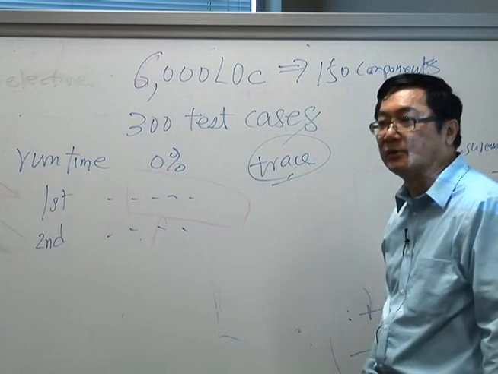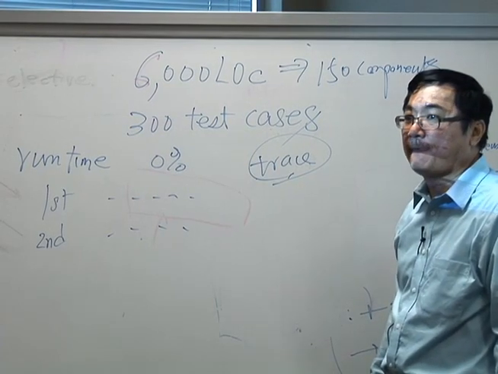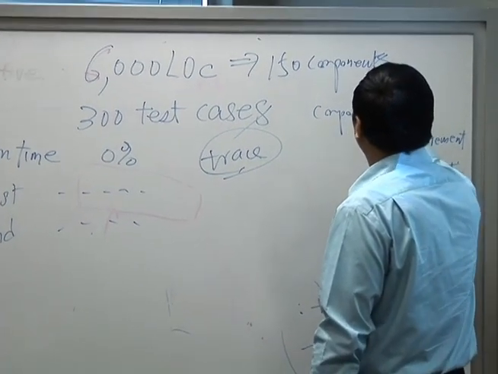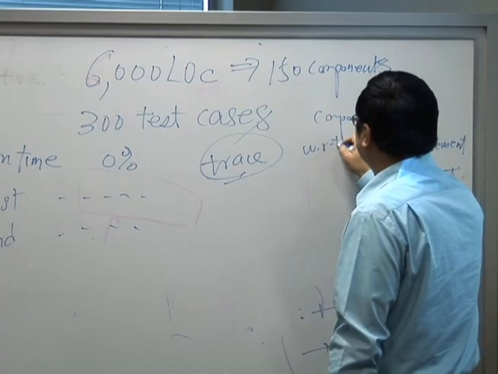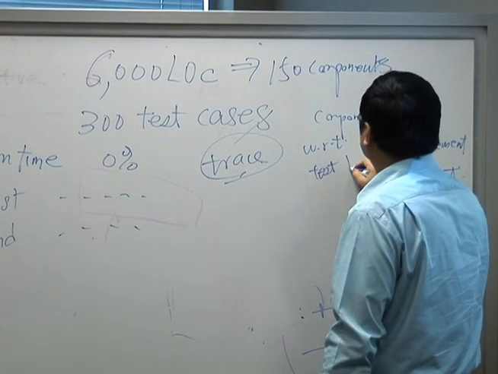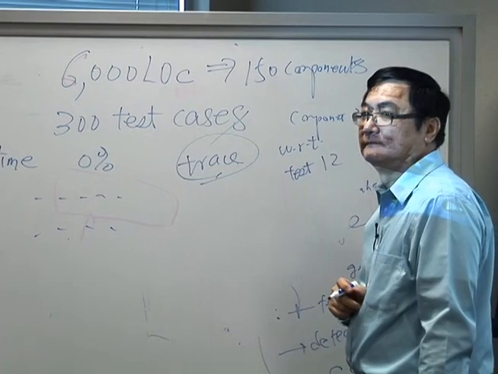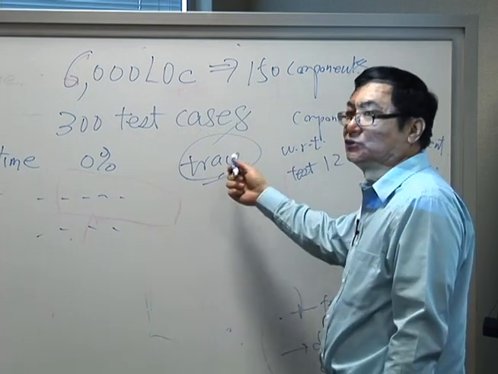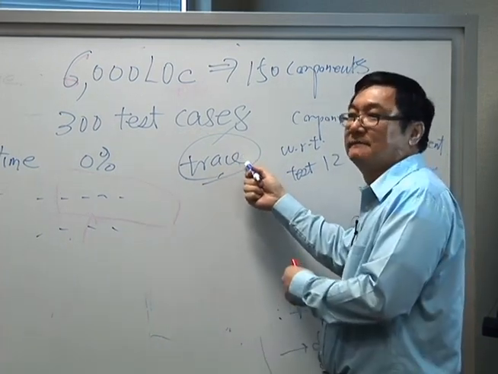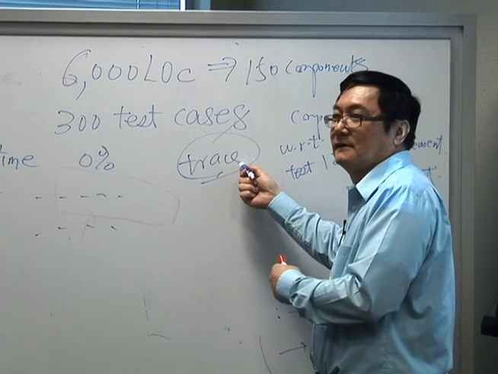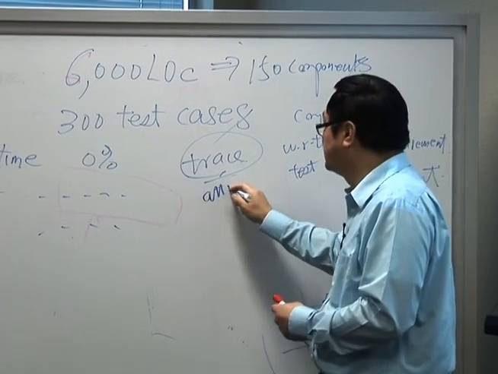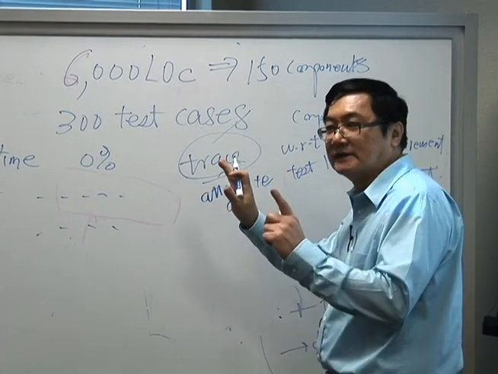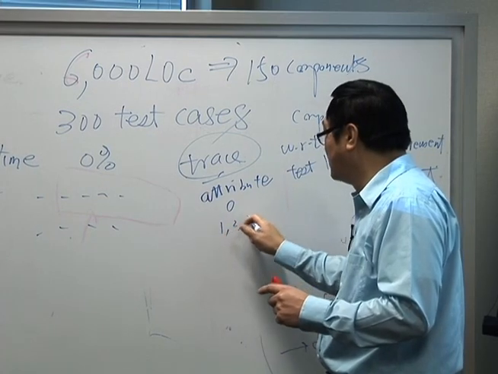Suppose 150 components, 6,000 lines of code. I want to do coverage of component 3, component 5 with respect to test 12. How to quickly extract the information from your trace file? Everything is saved there. Each attribute, in our case, is a statement or a basic block. If it has a count of 0, it means not covered. If the count is non-zero, 1, 2, 3, it means covered.